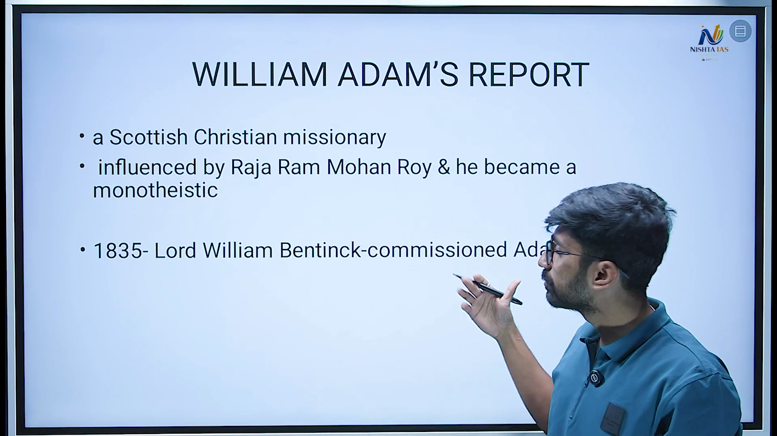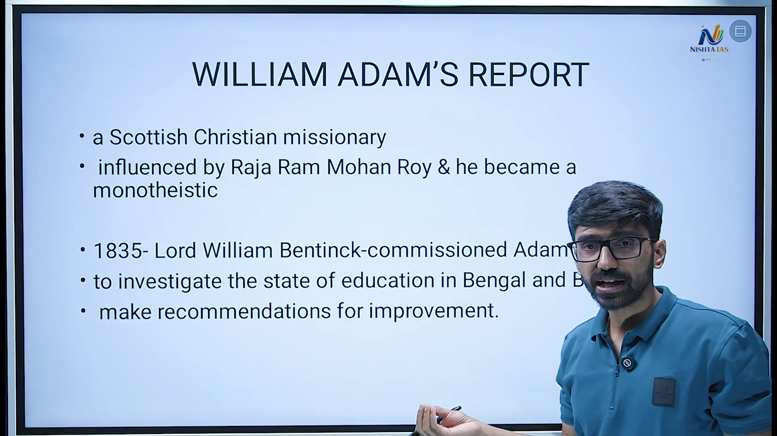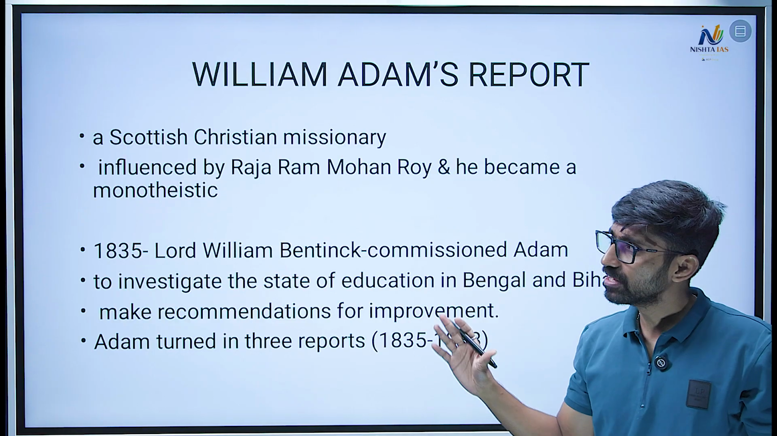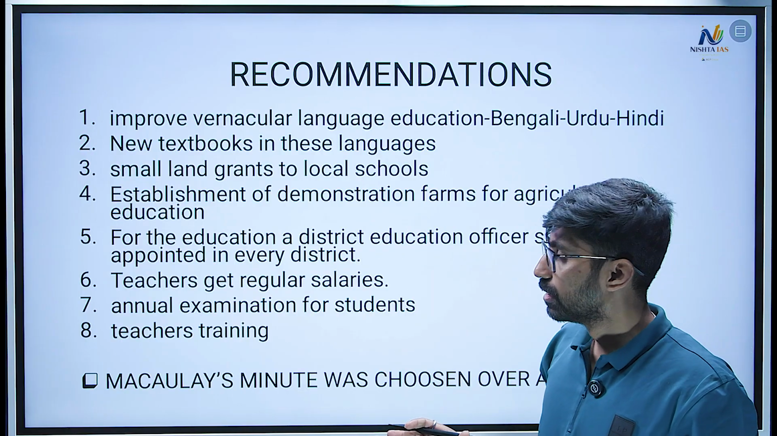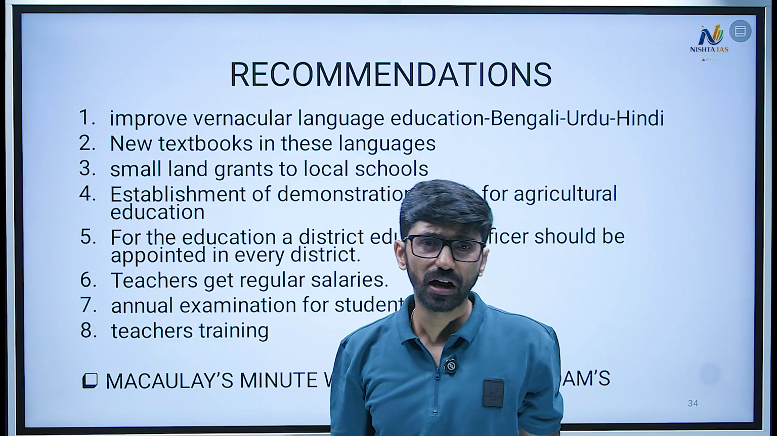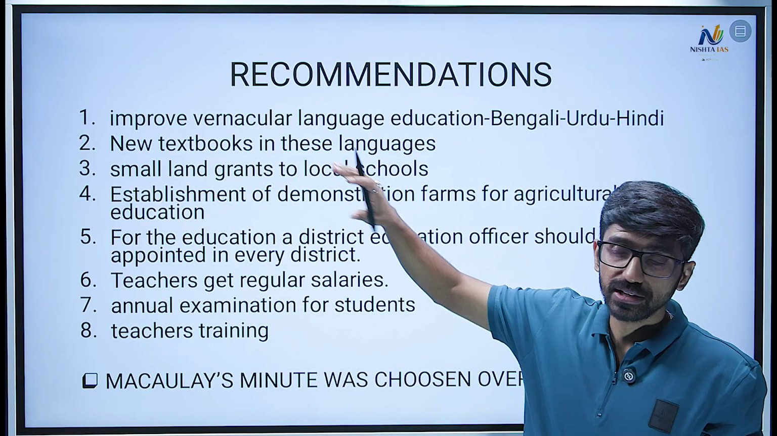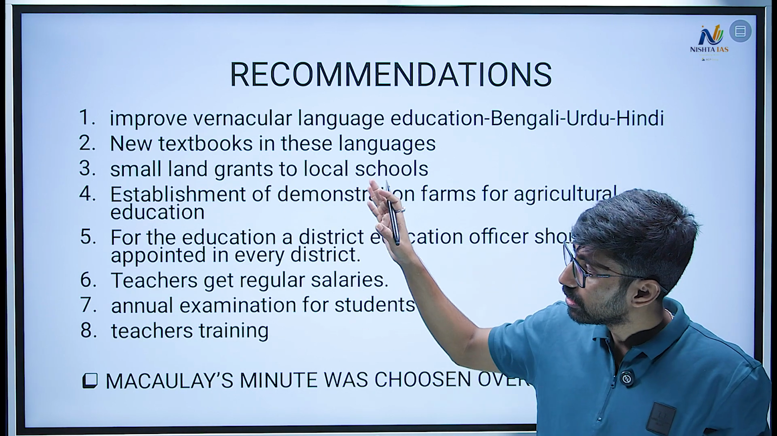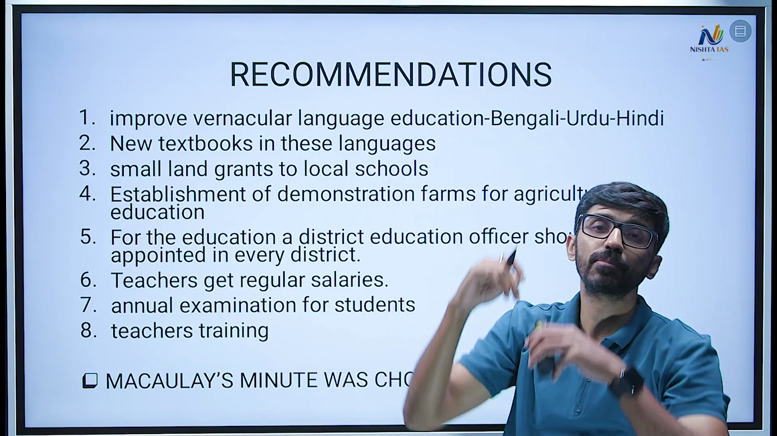Bentinck commissioned Adam in 1835 to investigate the state of education. He produced 3 reports between 1835 and 1838, but they were never implemented. Macaulay's minute was chosen over the William Adam report. His recommendations were almost similar to the Charles Wood dispatch. Vernacular language should be given importance, textbooks should be there, and land grants should be given to local schools. Then demonstration farms for agricultural education, because that is skill development and majorly people depend upon agriculture.